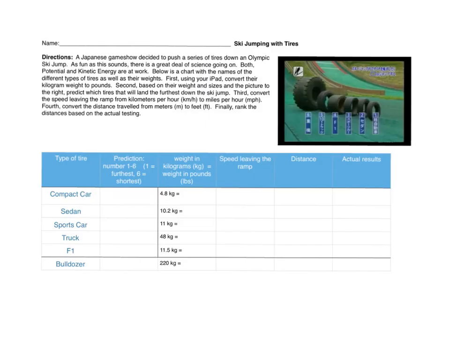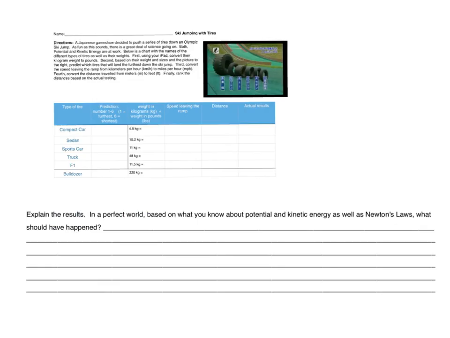I hope you have fun with this little activity. Make sure that when you're done that you submit this to Schoology. Also make sure you write down the final conclusions. The last question asks you to explain your results. So in a perfect world, based on what you know about potential and kinetic energy and Newton's laws, what should have happened overall? Explain the results that would have happened in a perfect world, not what you saw.